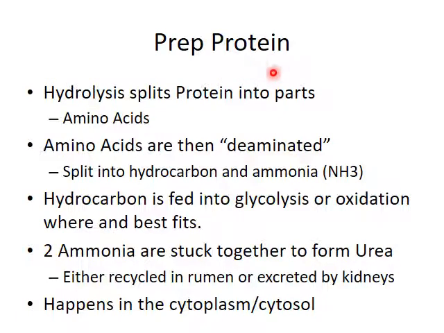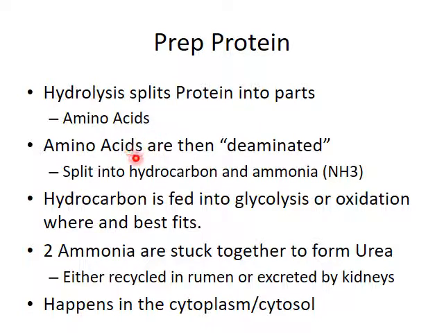Prep and protein. This is a little bit more complicated just because of the variety of amino acids and what gets broken down. We saw those R groups. They vary quite over a wide span from no carbons to 20 or 30 carbons as an R chain hanging off. So first thing with a protein, we use a hydrolysis reaction to split the protein into its parts. That's going to yield amino acids.